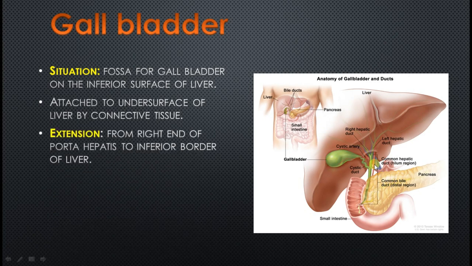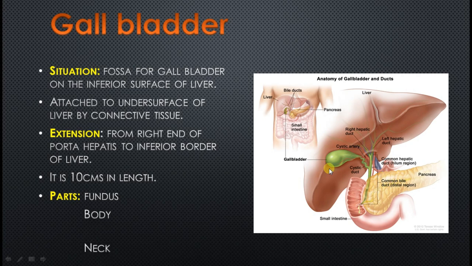So from the right end of porta hepatis to the inferior border of the liver is the extension of the gallbladder. As I told you, it is 7 to 10 centimeters in length and 30 to 50 ml is its total capacity. As I mentioned earlier, it has the fundus, body, neck, and the duct is this cystic duct.